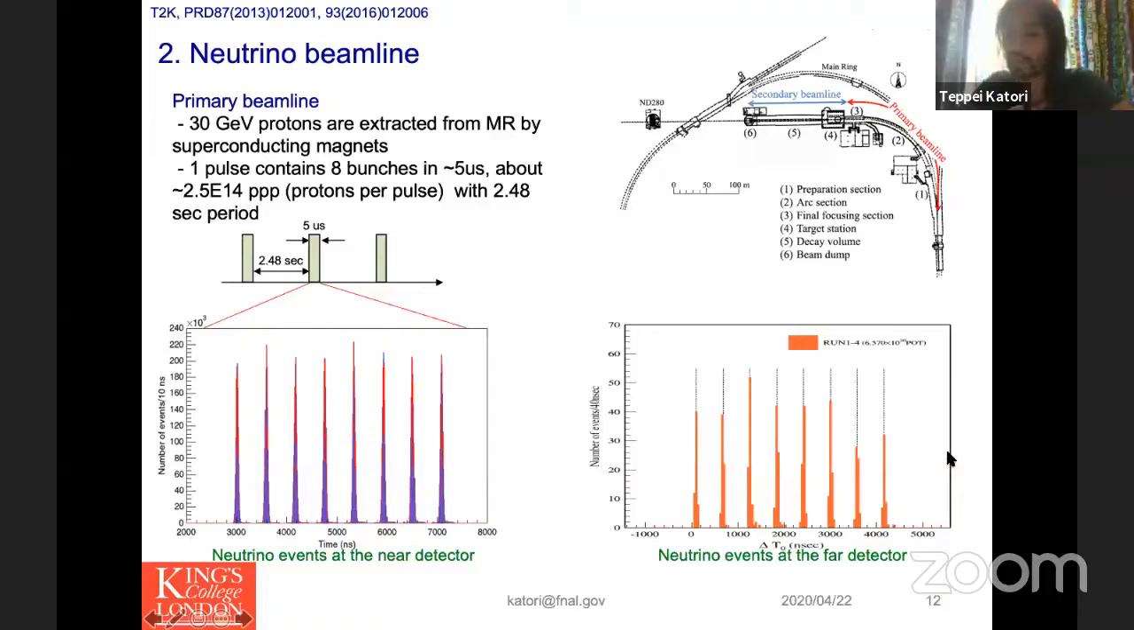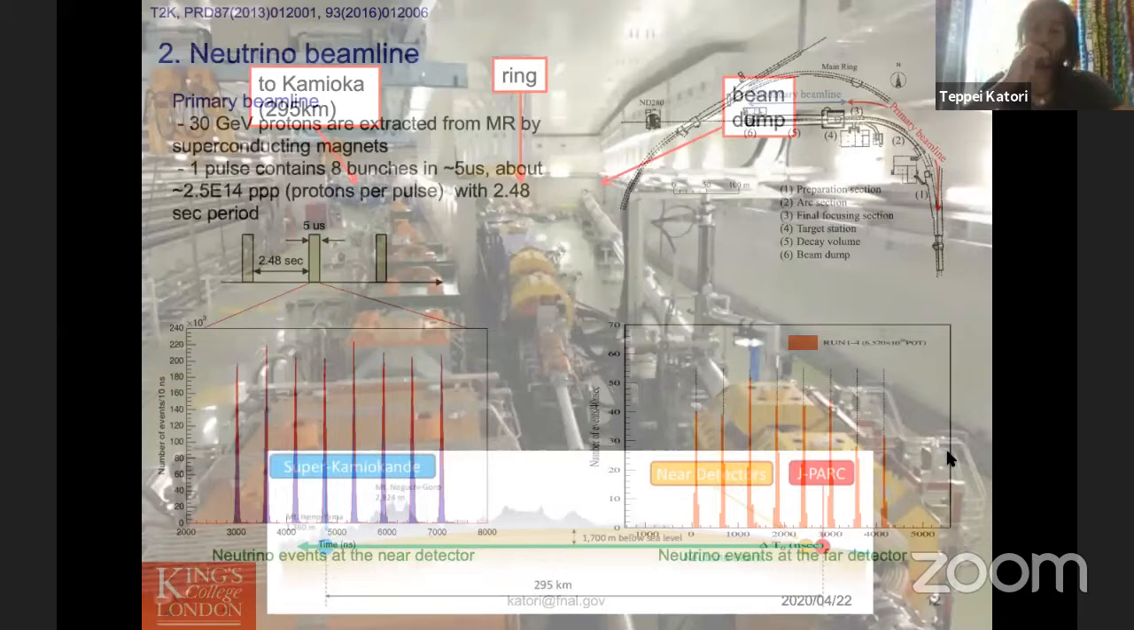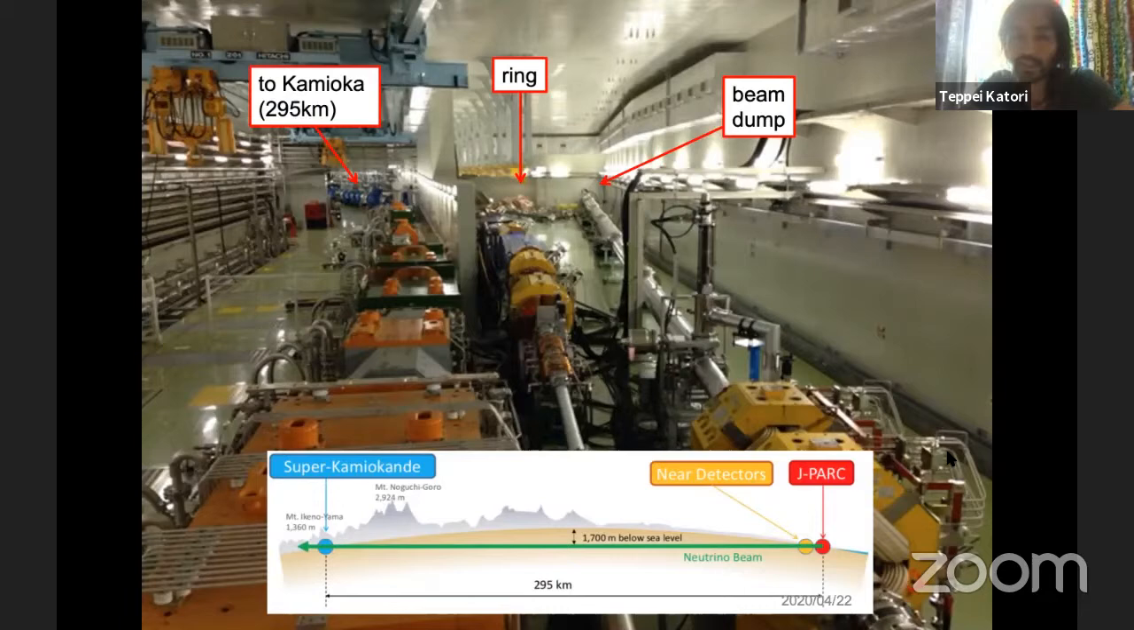These pulses are the standard technique for this kind of experiment to suppress the background, because you know the beam is only 5 microseconds, so the chance a cosmic ray comes in is pretty low. All right. So that's how the picture is. The proton is accelerated in the main ring, and once it reaches enough energy, it's extracted to this beamline, bent, and collides with the target to generate neutrinos, which are sent to Kamioka.